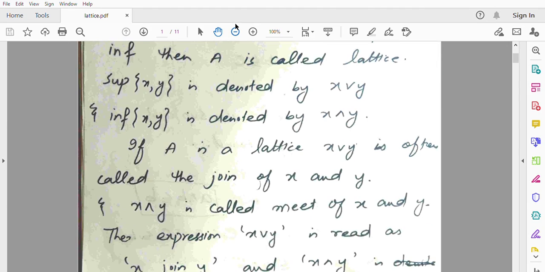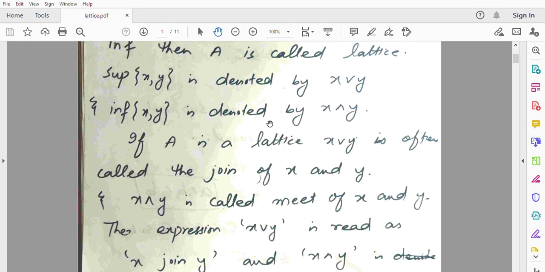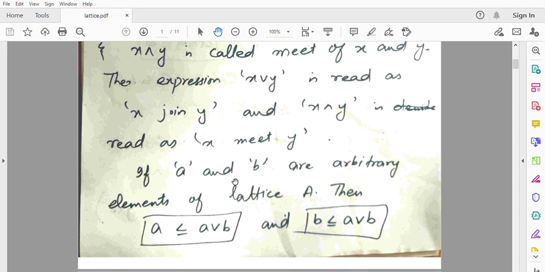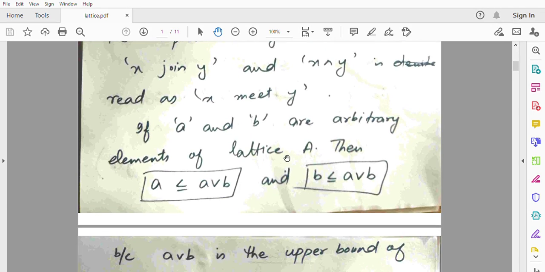If we define the supremum of two elements, it is denoted by x sup y, and generally the infimum of two elements is denoted by x inf y. You can also call them x join y and x meet y. The expression: if A and B are arbitrary elements of a lattice. Now, for supremum and infimum you need to define them according to the set separately.